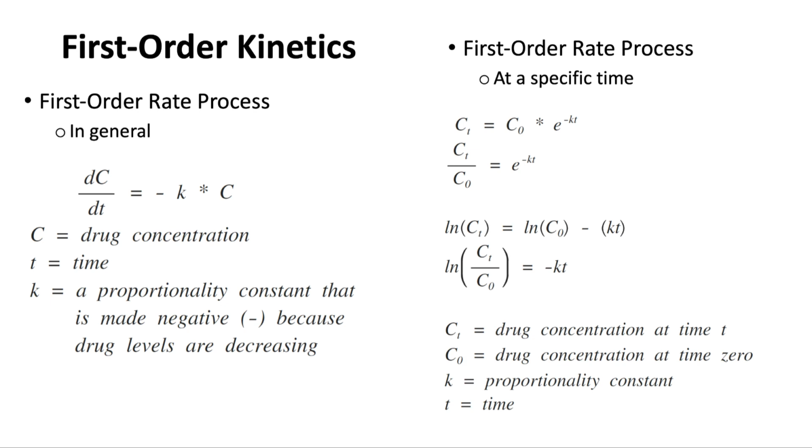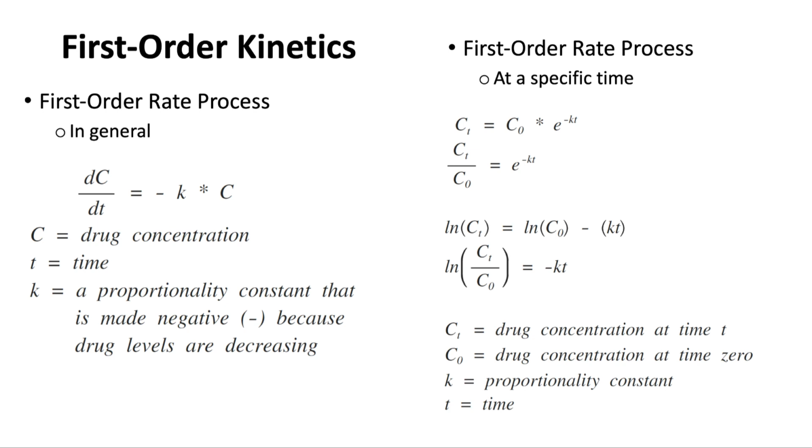So we take that negative K proportionality constant times the time that you're interested in. So we take the value of e raised to a negative kt. Okay? So CT is equal to C0 times e raised to a negative kt. That's essentially re-expressing that first order rate process and telling you how to solve for the concentration at a specific time. So what we can do is rearrange that formula.